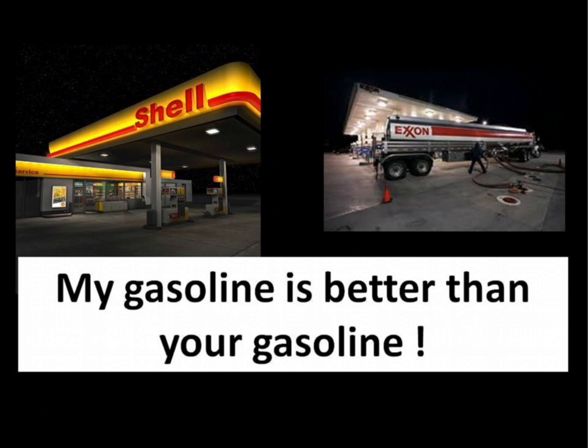Guess what? The gasoline coming out of that pipeline is exactly the same. Some days that gas goes into the Shell truck first and into the Exxon truck later. Some days it goes into the Exxon truck first. Some days, in the Shell a little later. There is no difference. So how do they advertise difference? What makes their gases different?